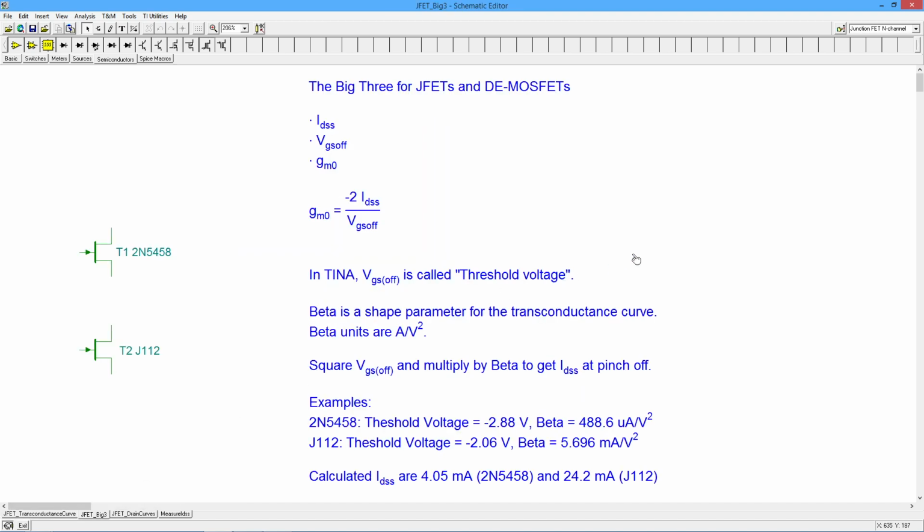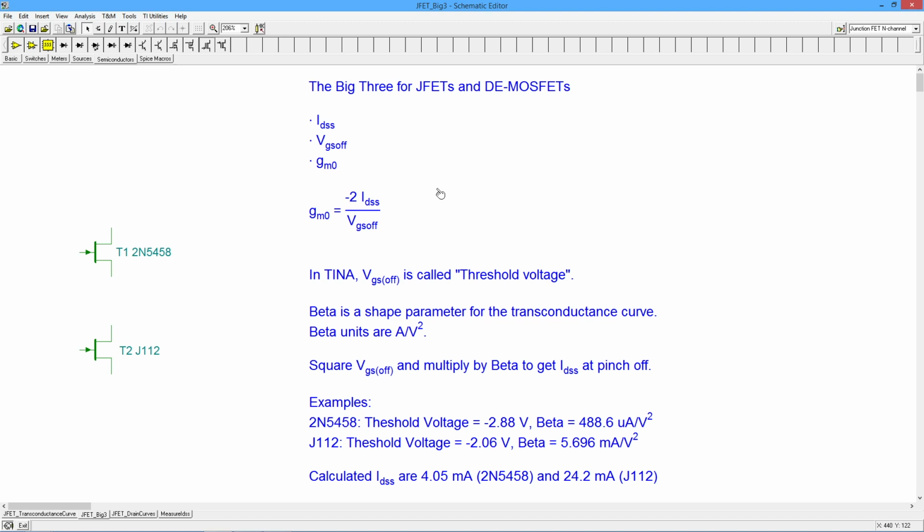Well, let's take a close look. The three things we're looking for here are IDSS, VGS off, and GM0. The first thing I'm going to say is we have this equation that relates GM0, IDSS, and VGS off. So as long as I can get 2 of the 3, I have them all. I can just use this equation. So what I'm going to focus on are the first 2, IDSS and VGS off. If we can get values for these, then I can always compute a value for GM0. Then once I have that, off we go.